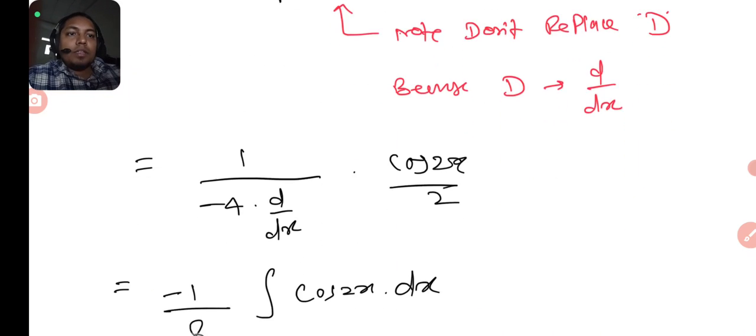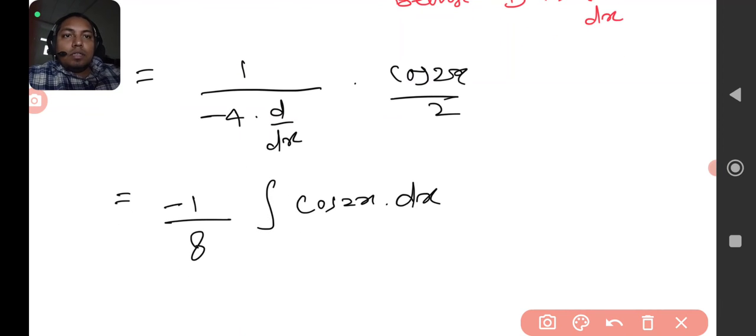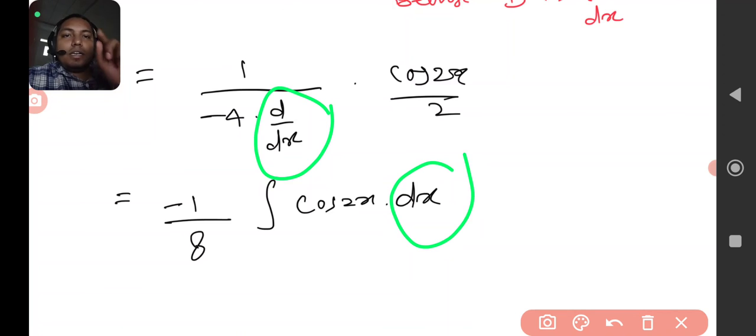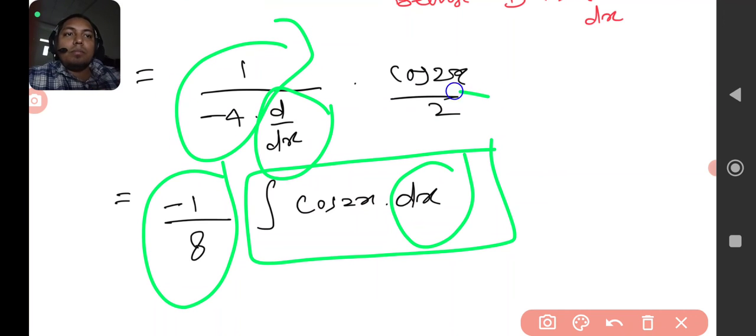Okay, here you can see what I'm saying. This dx will come this side and the d will convert into integration. So this became your format. And how am I getting this minus 1 by 8? This minus 1 by 4 was there and 1 by 2 was here, so multiply, minus 1 by 8.